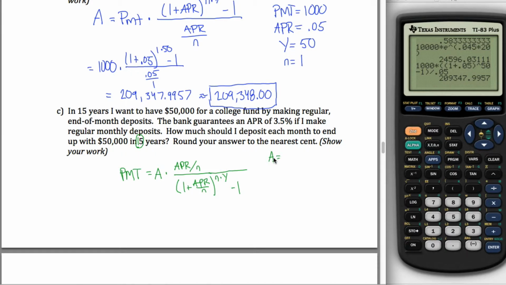A, the accumulated amount. Well, let's see. I want to end up with $50,000. So that would be 50,000. APR. That's this 3.5%. So make sure you round, or you make that a decimal, 0.035. N. Remember, N is the number of payments per year. These are monthly deposits, so our N will be 12. Y is the amount of years.